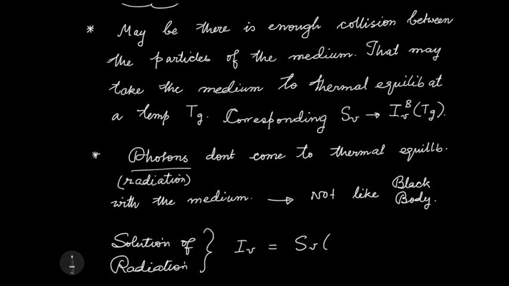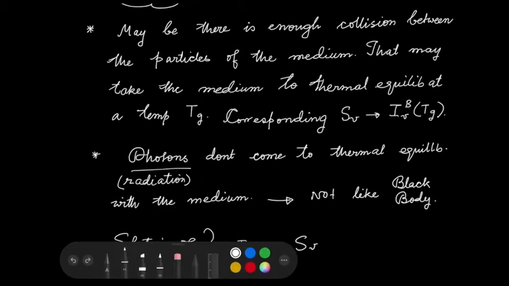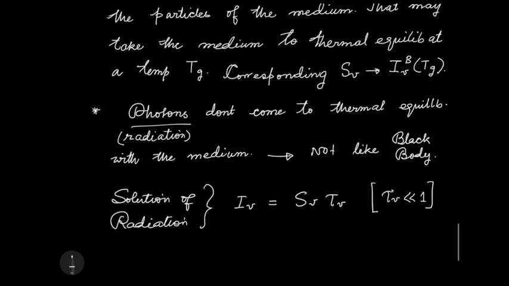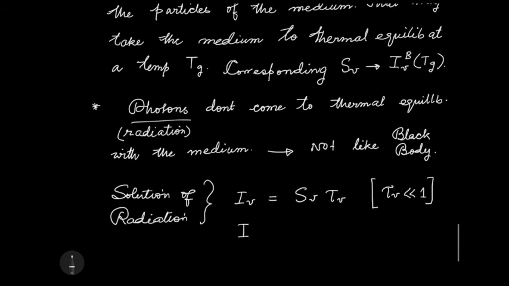The radiation in this case we have seen is S nu, and this is the S nu for that particular temperature. I could have emphasized it here, but not required really. Times tau g, times tau nu. And remember that tau nu is much less than 1, which means that I nu is less than S nu, which is this.